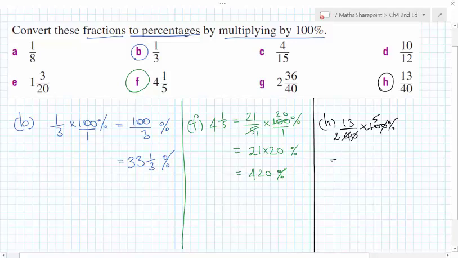So what I'm left with now is that my percentage is 13 times 5 over 2, and I just need to work that out. 13 times 5 is 65 over 2. That's as a percentage. I then should still write this as a mixed number. So 2 goes into 64 32 times, and it leaves me 1 out of 2 left over. So that's 32.5% is what we're dealing with there.